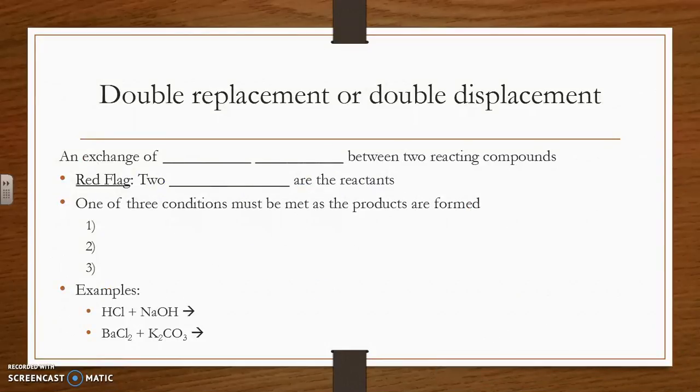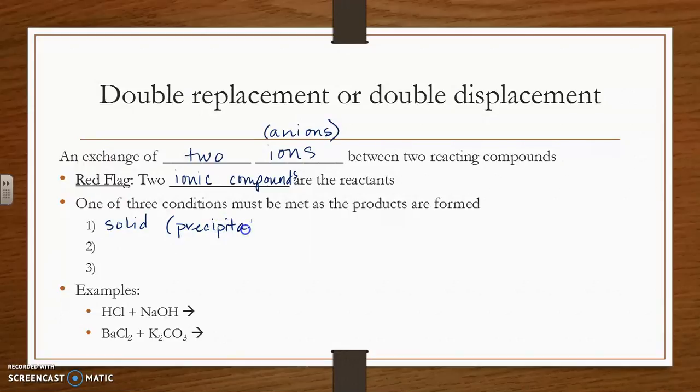Okay, a double replacement or a double displacement reaction is when you have an exchange of two ions between two reacting compounds. What I like to say is they're exchanging the anions. Okay, so the negatives are being exchanged. It makes it easier, right? So here you have two ionic compounds that are the reactants. And that's how you know it is a double replacement. One of three conditions has to be met. It has to make a solid. Okay, we call that a precipitate.